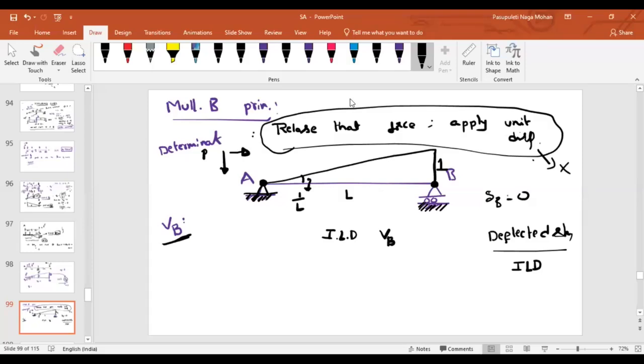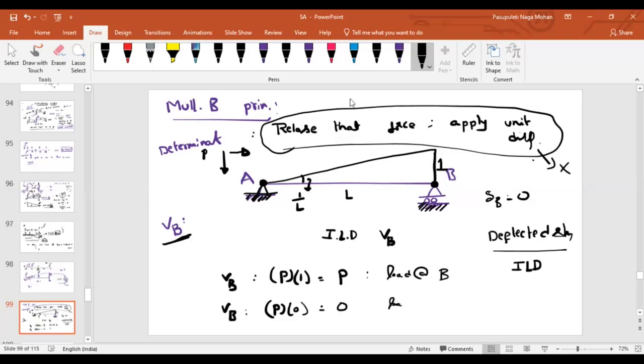If I want to find the vertical reaction at B, what should I do? I should take the ordinate of that point. What is the ordinate? 1. So multiply with the force. What is the total force? P. So if my load is at point B, what is the reaction at point B? P. Similarly, if my load is at point A, what is the ordinate at A? 0. So P into 0 will be equal to 0. This is when your load is at B, and this is when your load is at A.